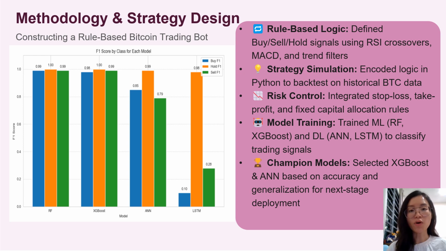Next, we trained four classification models: random forest, XGBoost, ANN, and LSTM. The chart here shows the F1 score for each class across all models. Ultimately, we selected XGBoost and ANN as our champion models for financial backtesting in the next chapter.